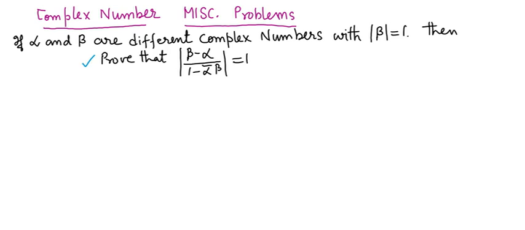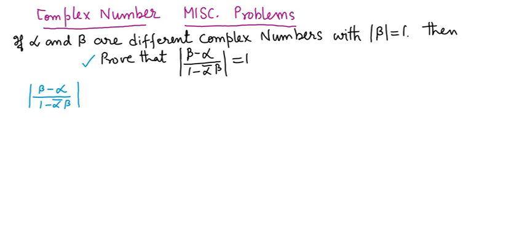Dear students, this problem is totally based on the properties of complex numbers. We have to prove that mod of (beta minus alpha) upon (1 minus conjugate of alpha into beta) is equal to 1. So we should write, see the step carefully, beta minus alpha upon 1 minus conjugate of alpha into beta. Okay?